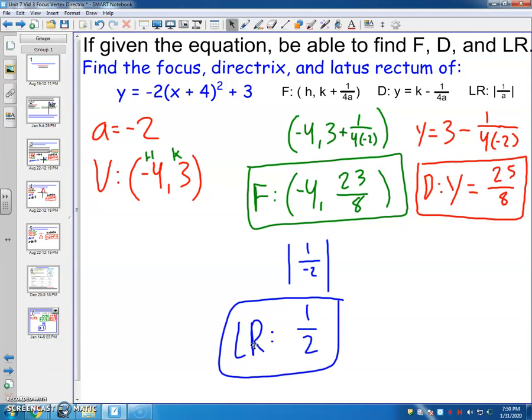All right, so again, you just find AHK, plug those 3 letters in the correct spot in the formulas, which I will give you. That's everything for this video.